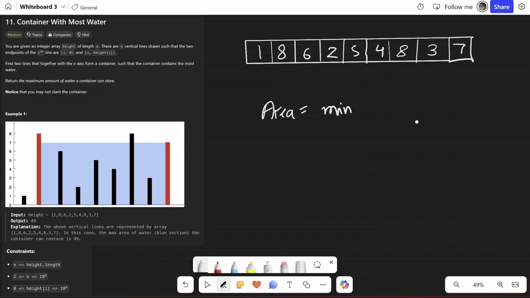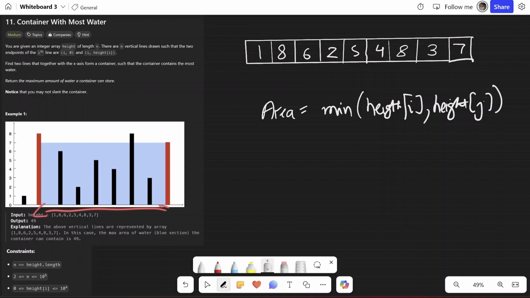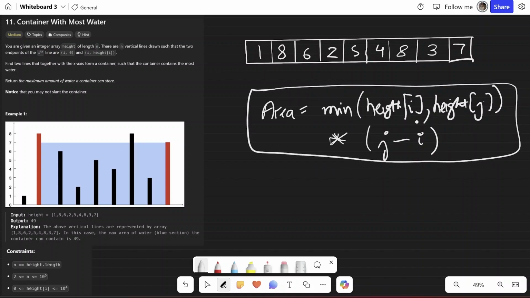So I'll just write down how we calculate the area. The minimum of height i and height j. Once I found the minimum, I have to find the width, which will be the distance between them. So that will be simply j minus i. So this is the area formula that we'll use to calculate area between any two lines.